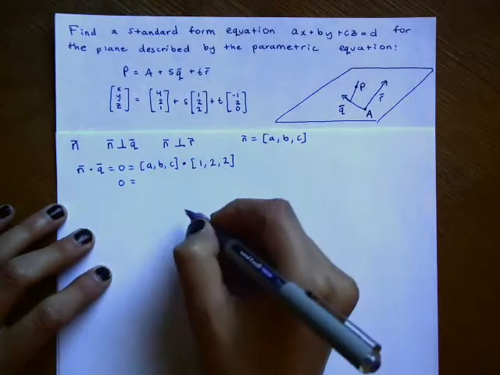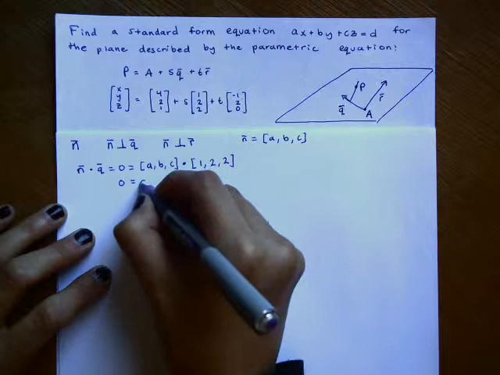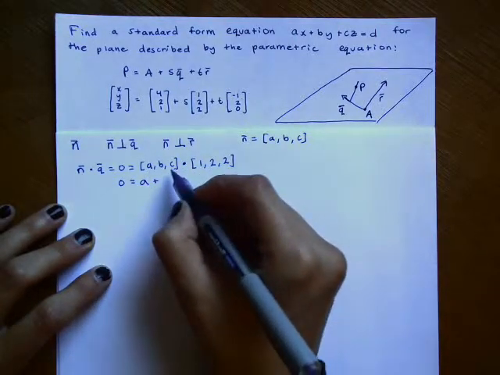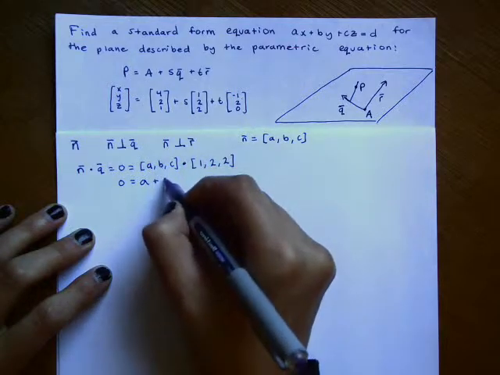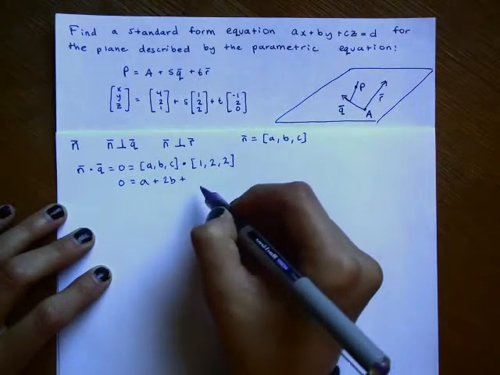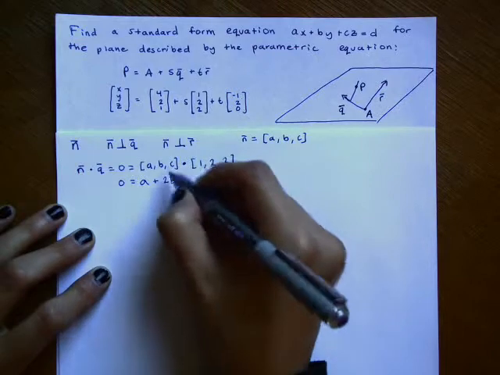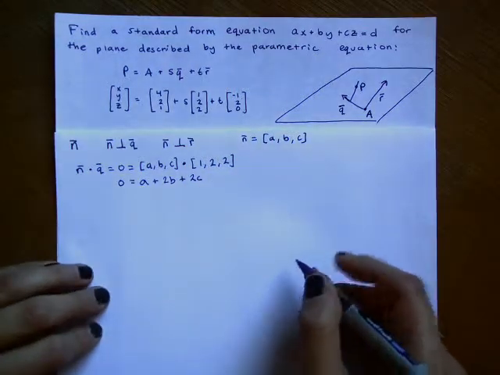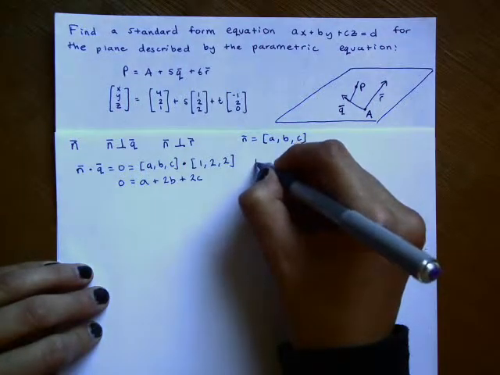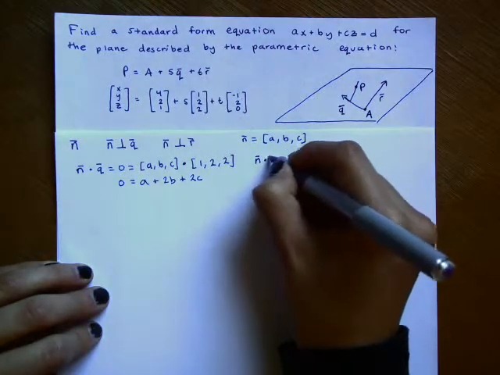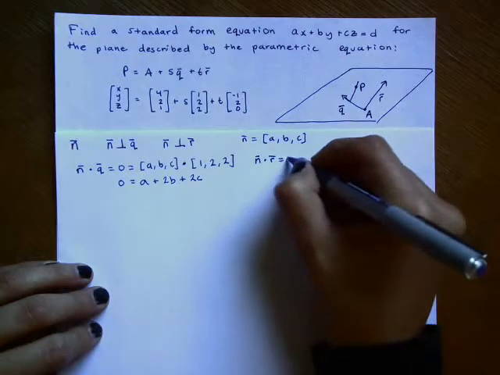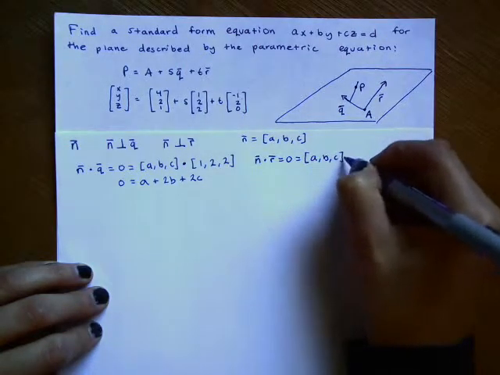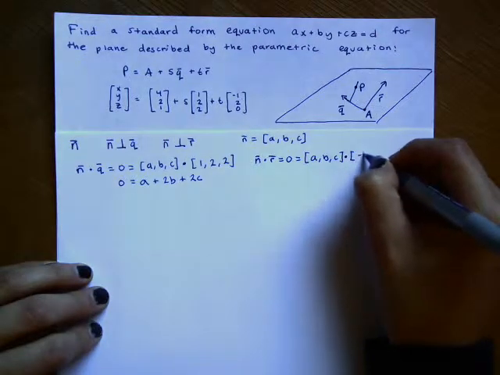Now to calculate this dot product, we multiply the first entries together, so it's a by 1, plus the product of the second entries, so 2 times b, plus the product of the third entries, so 2 times c. So this is our first equation here. Now we're going to set up a second equation, doing the same thing with vector r. So again, we write out n, and we write out r.